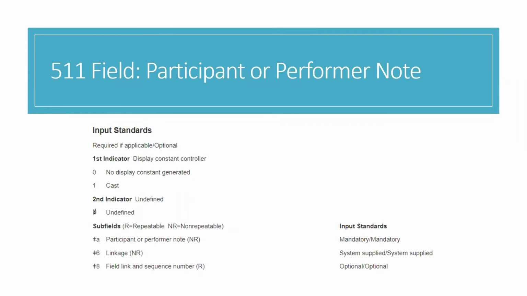The 511 field is for the participant or performer note. This, again, is required if applicable. The first indicator can be 0 for no display constant generated or 1 for cast. Display constants were created when OCLC printed the bibliographic records on cards. However, if an ILS displays information according to the MARC fields and indicators, then when the first indicator is a 1, the label or display constant Cast will be displayed. And when it's a 0, everything else will be displayed. The second indicator is blank. Possible subfields are A, 6, and 8.